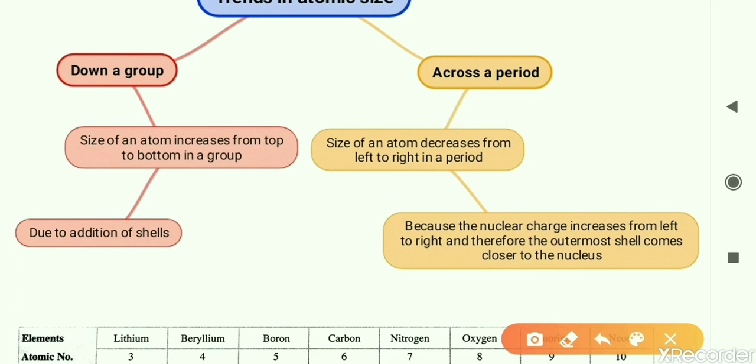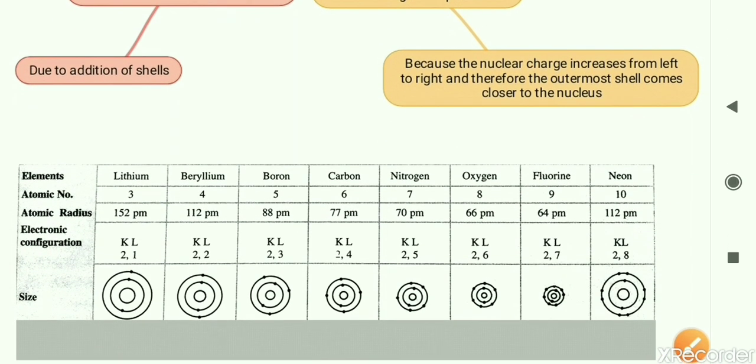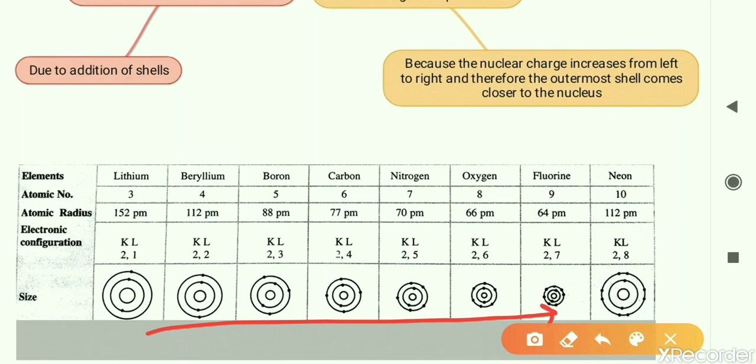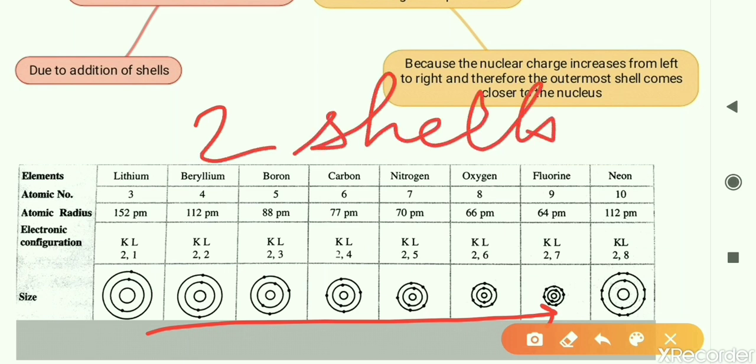What is happening here, you see in the given table, we have taken a particular period from the periodic table. This is lithium, beryllium and so on. Now you observe here the atomic size is reducing. You may see all the atoms given in the table have 2 shells. That is, the number of shells is not changing. The number of shells is the same.